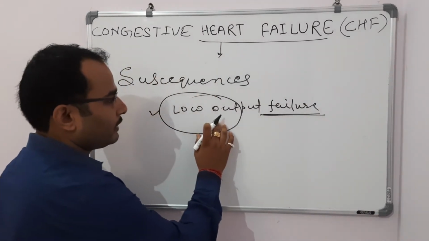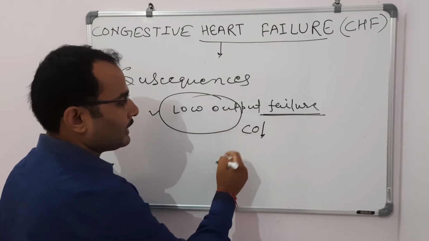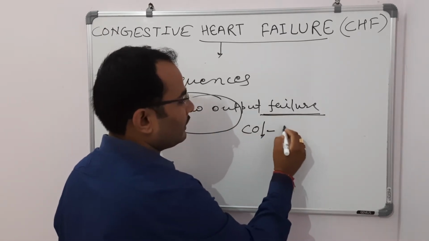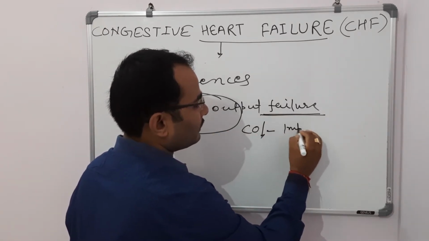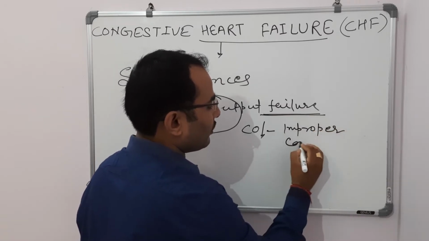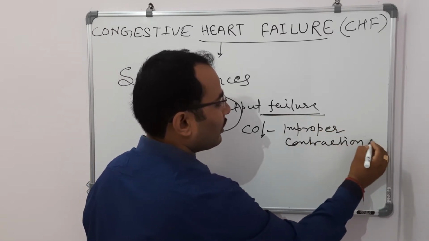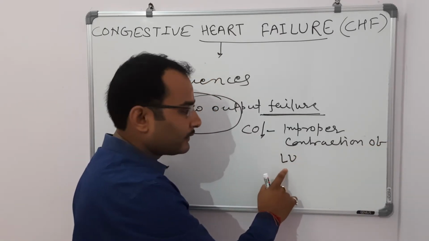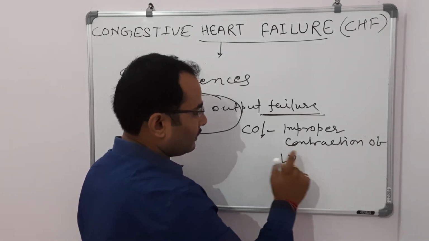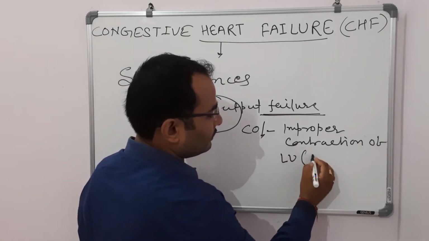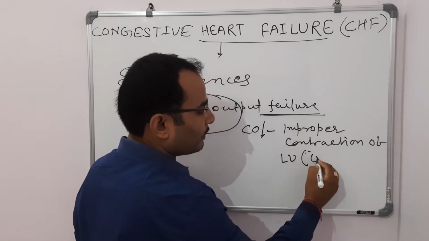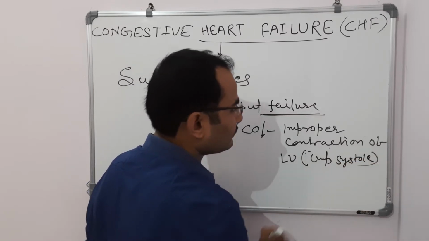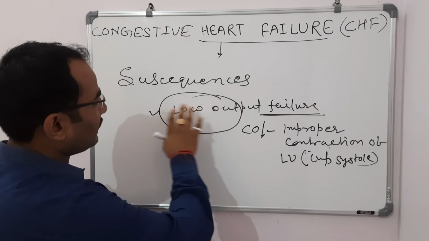So in low output failure, the cardiac output will be less, and the reason for the low output will be improper contraction of the left ventricle. Improper contraction is also defined as improper systole. Am I clear? I hope this is clear now.